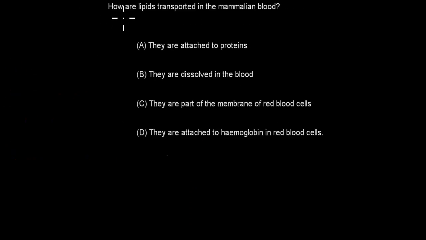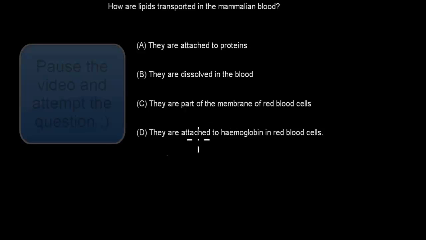And last we have, how are lipids transported in the mammalian blood? A. They are attached to proteins. B. They are dissolved in the blood. C. They are part of the membranes of red blood cells. Or D. They are attached to hemoglobin in red blood cells. 5 seconds to pause the video and attempt the question.